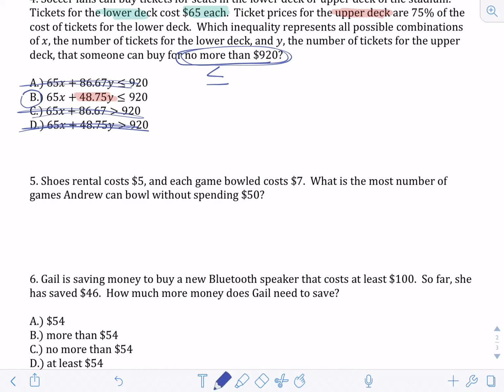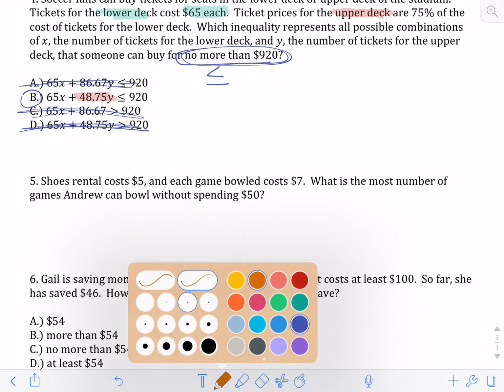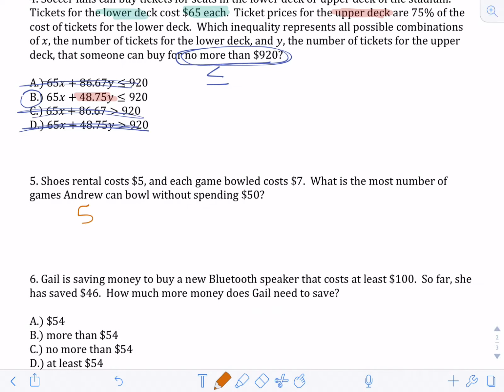All you need to do is just look at your answer choices and do a process of elimination. All right, number 5. Shoe rentals cost $5. Each game bowled costs $7. What is the most number of games Andrew can bowl without spending $50? So it has to be less than 50. So I have 7x is less than 45. Divide both sides by 7. X is going to be less than 6 point.